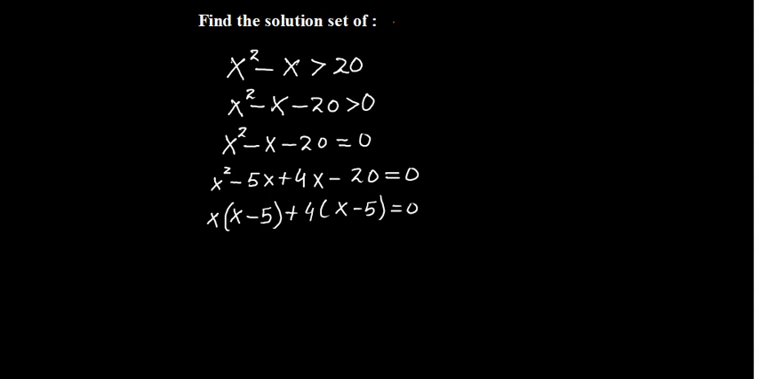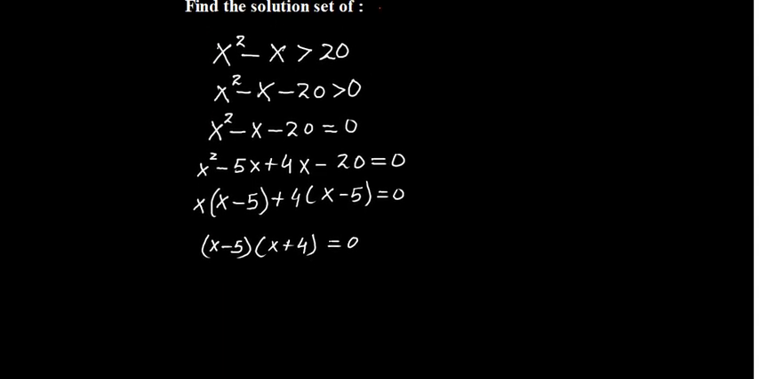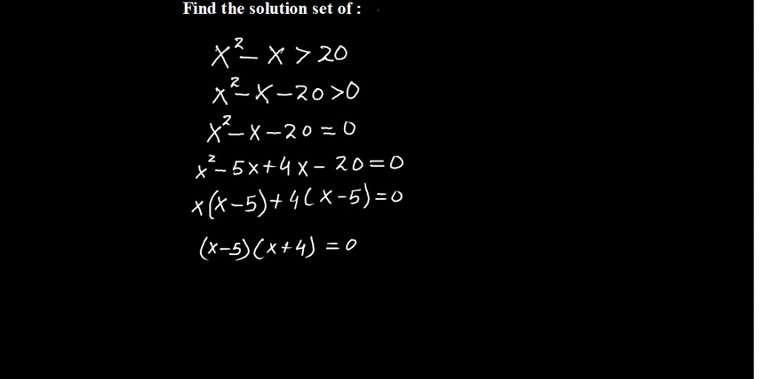So now we have two factors over here, that is x minus 5 and x plus 4 is equal to 0. So they both are equal to 0, so we can equate them to 0. So we have two values, two roots of this equation, that is x is equal to 5 and x is equal to negative 4.